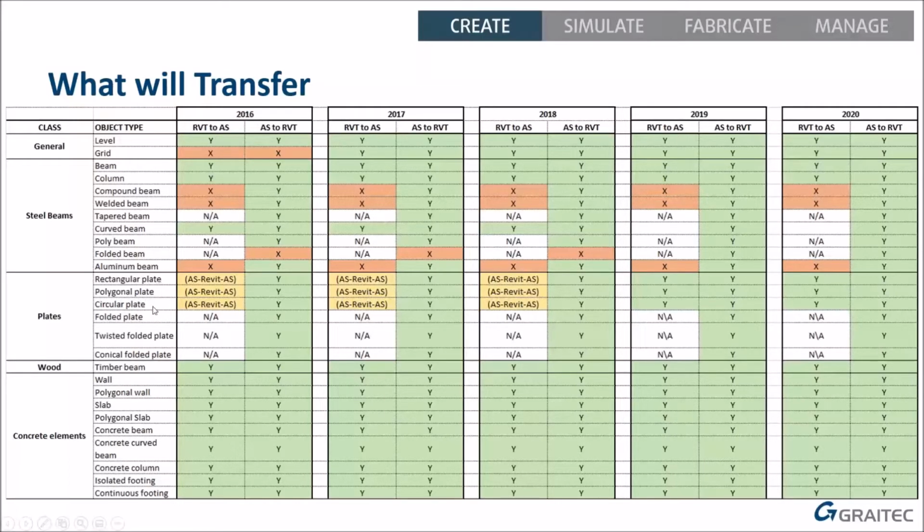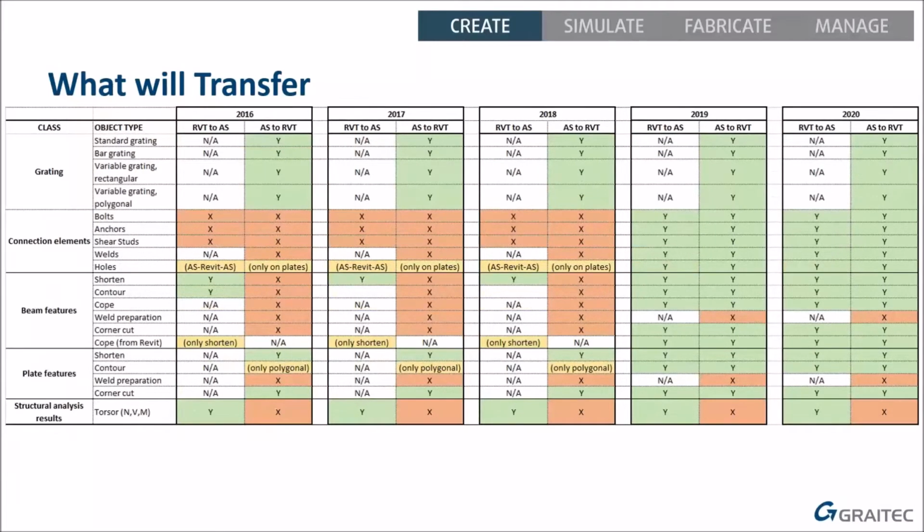For plates before 2019, you couldn't draw plates in Revit that weren't just generic families. You now have the Steel tab in 2019, so you can create plates in Revit and transfer them to Advanced Steel as Advanced Steel plates. You can't in Revit create folded plates, twisted folded plates, or conical folded plates. So you can't go from Revit to Advanced Steel with those items because you can't create them in Revit.